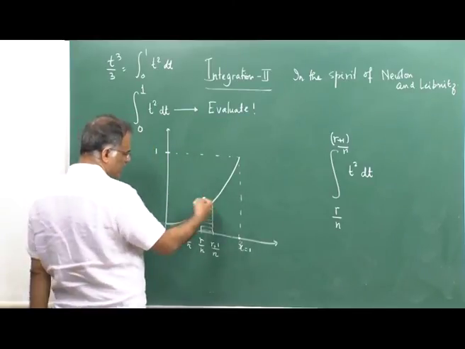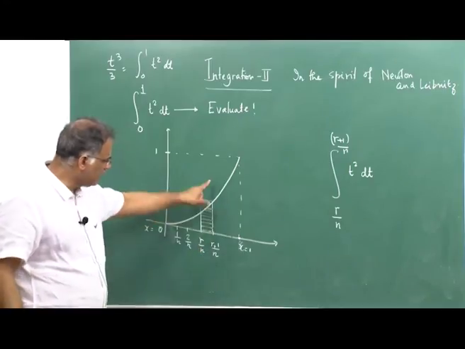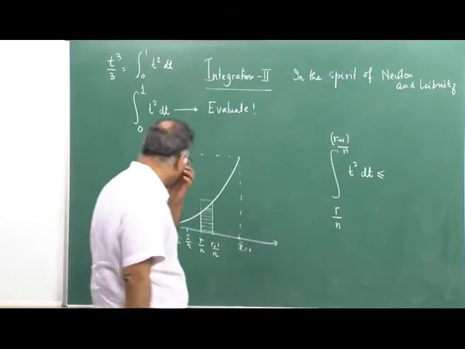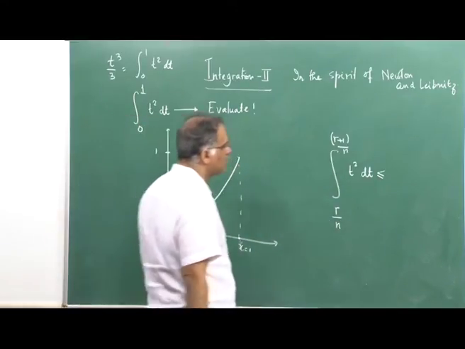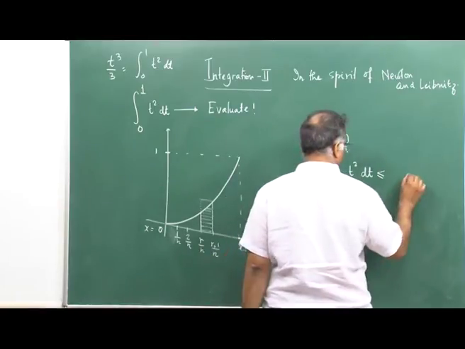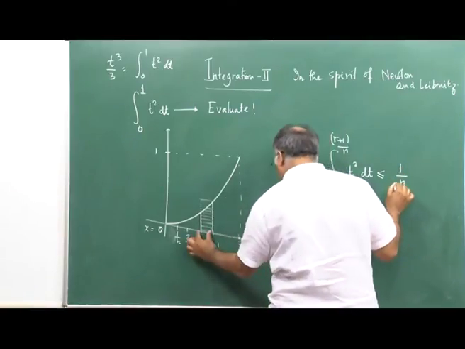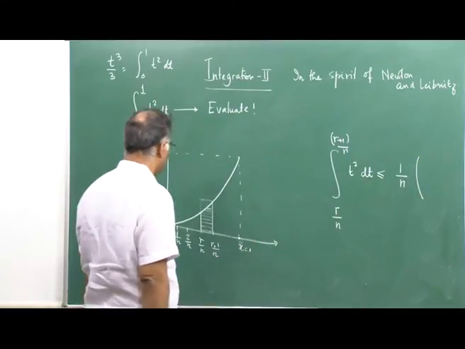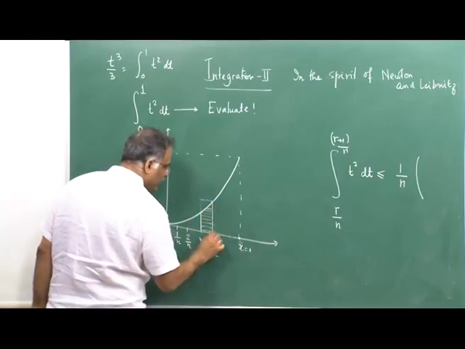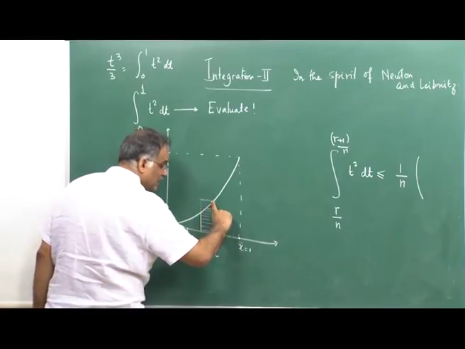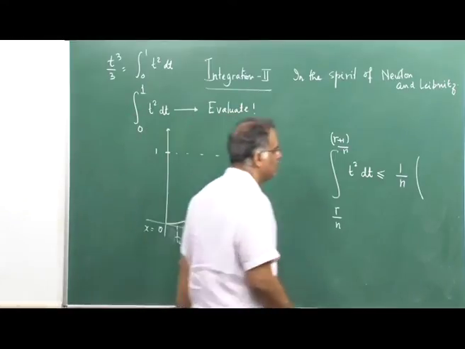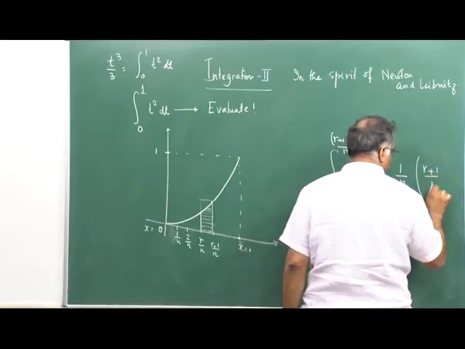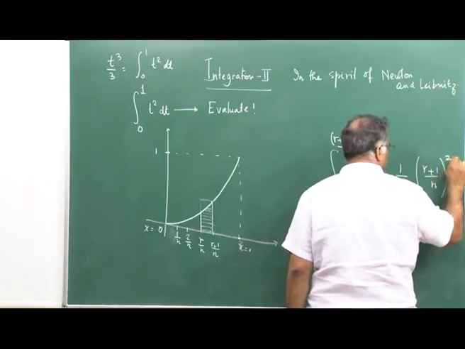So, which overestimates it. So, the rectangle of this height, so it will be what? It will be in this 1 by n is the base, and then this is what? This is the length, which is nothing but the functional value. So, the maximum is achieved at r plus 1, the functional value is (r plus 1) by n, sorry. So, it is ((r plus 1) by n) whole square.